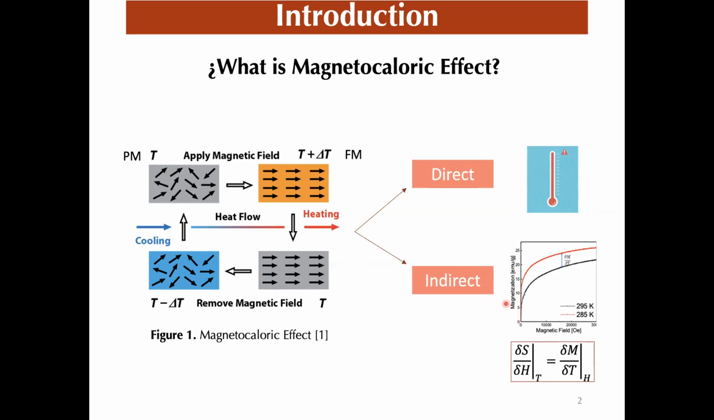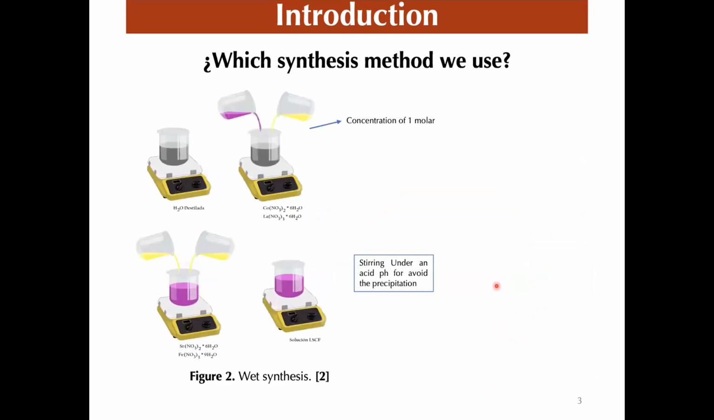Why? Because we have to measure two curves of the magnetization versus magnetic field at nearby temperatures. After that, using the Maxwell relation, we can find the magnetic entropy change. Both measurement ways are related through the heat capacity. And with a large entropy change, we will have a large temperature change.